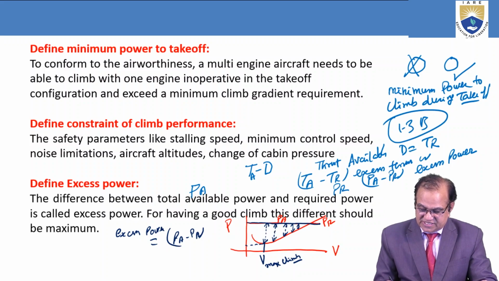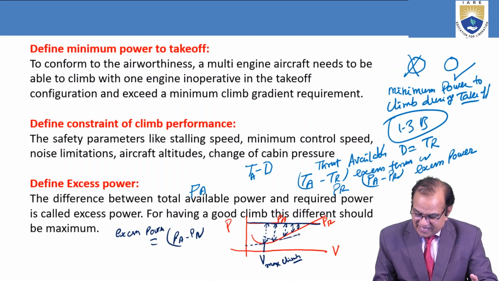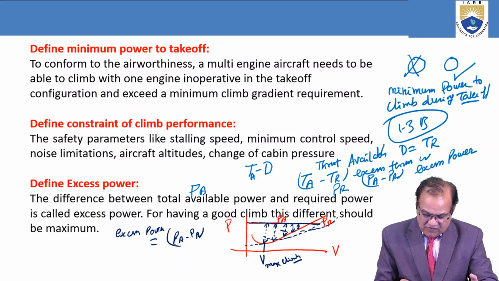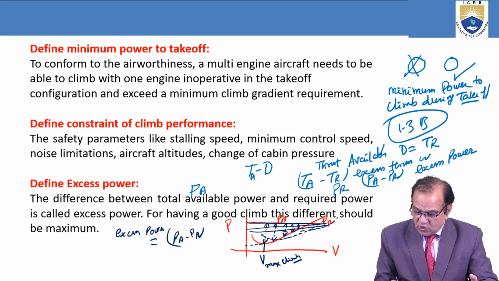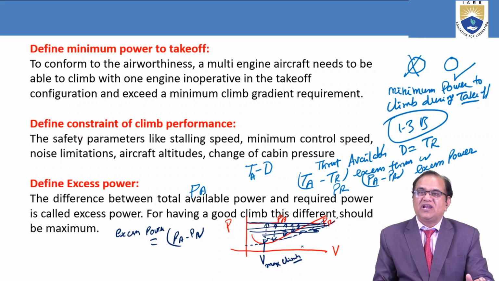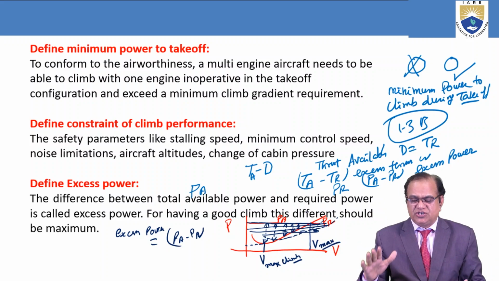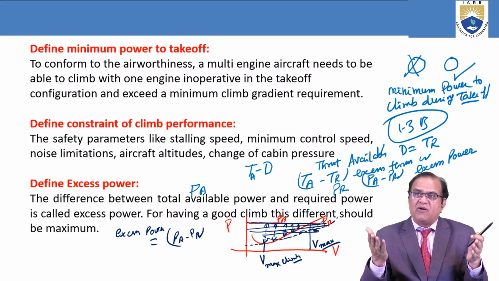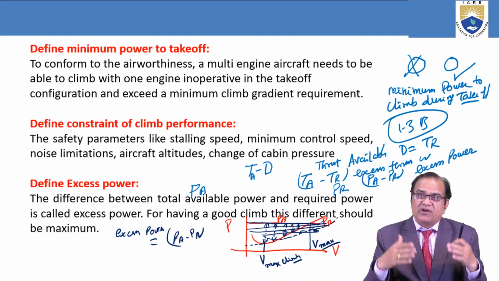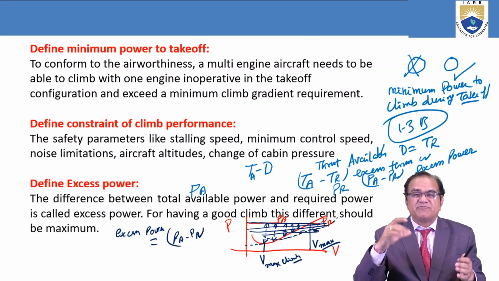The effect of altitude: as you go to higher and higher altitude, this plot will be like this, and PA will be falling down like this. So one situation will come where you will not have excess power, and this is the speed, the V max. As you go higher and higher, your density is reducing, your power required will be increasing, power available will be decreasing, and the excess power will be reducing.